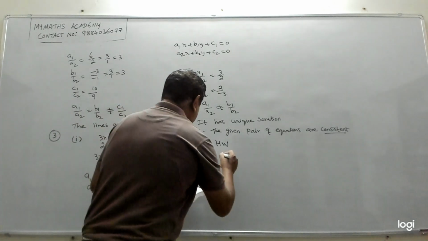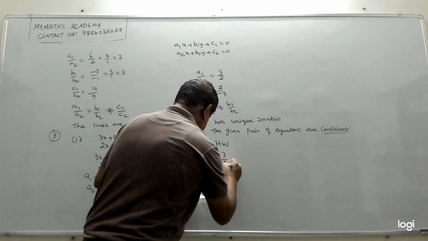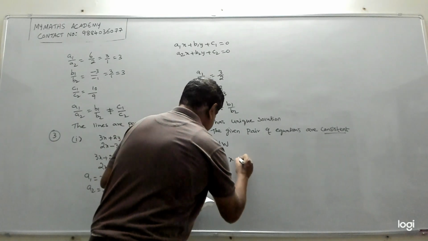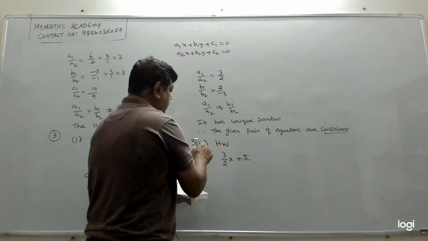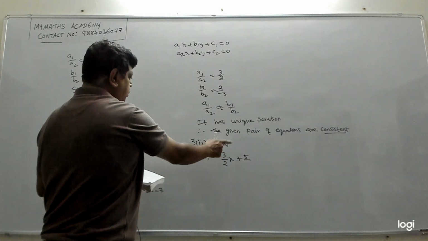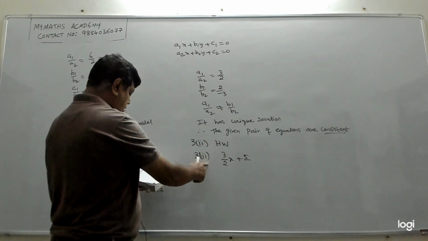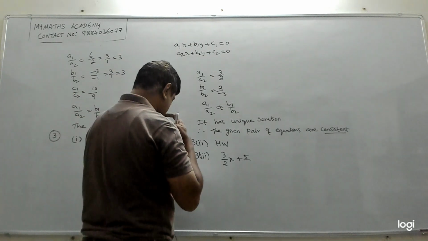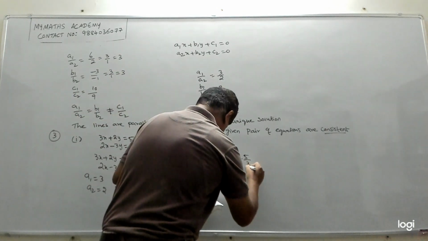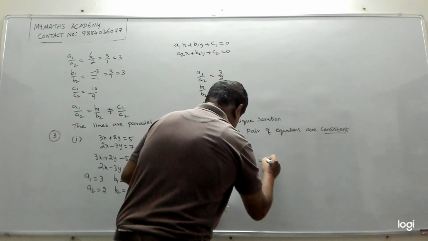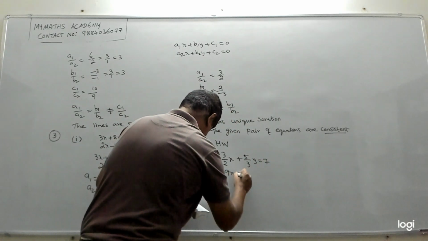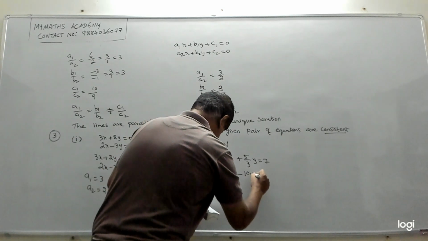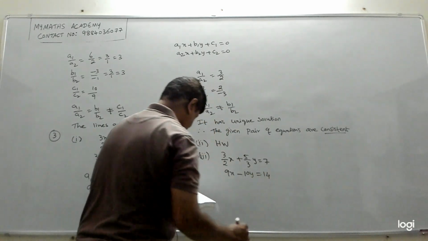So the given set of equations: HW means homework, you try the second as homework. I'm doing the third part, which is 3 by 2x plus 5 by 3y equal to 7, then 9x minus 10y equal to 14.